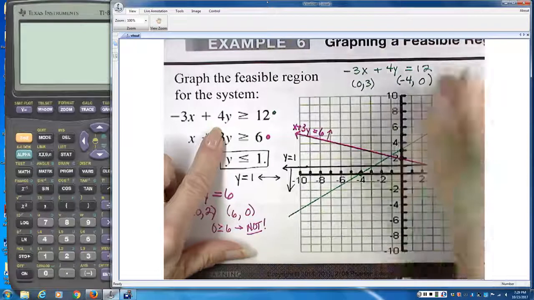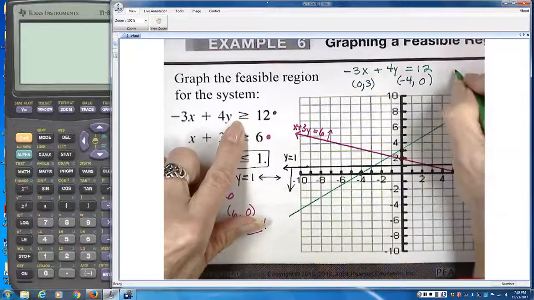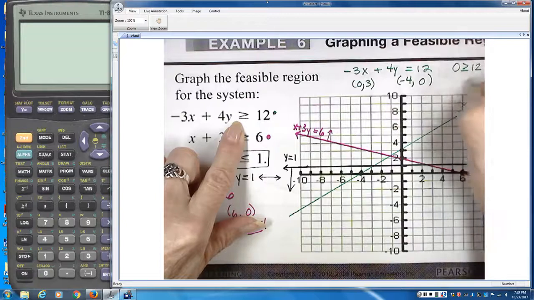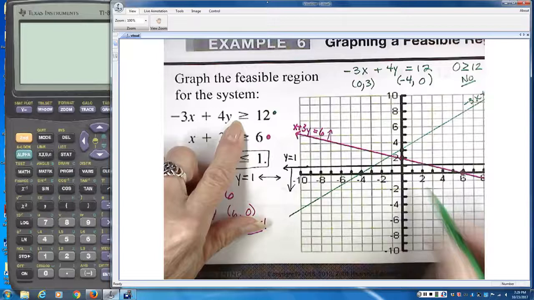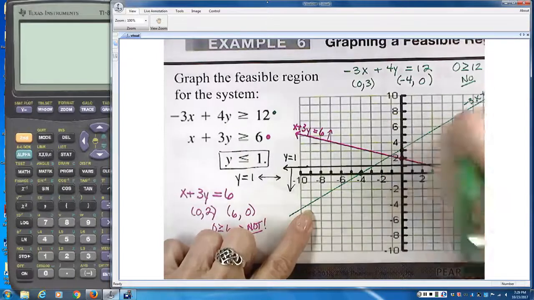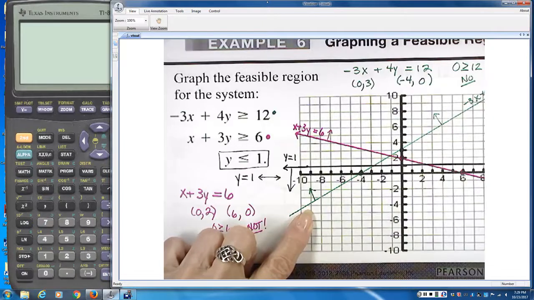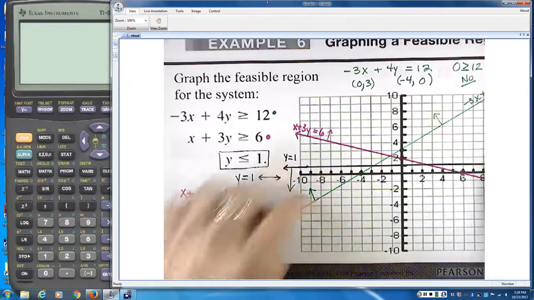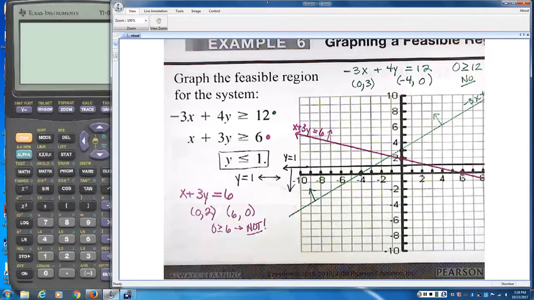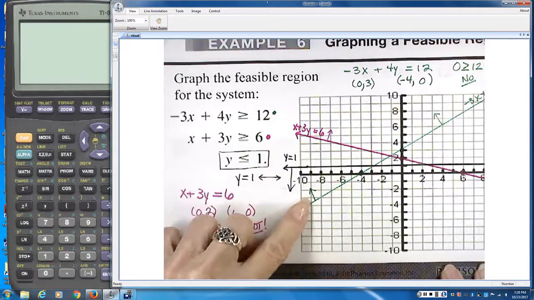Then test 0, 0. 0 plus 0 is greater than 12. No, it's not. So we don't shade towards 0, 0. We have to shade again above that line. So this is going to be interesting. We have to be below this line, so nothing up here. You have to be above this line. And we have to be above that line.